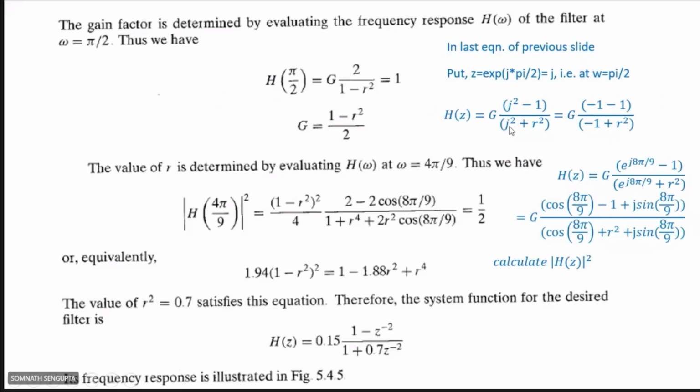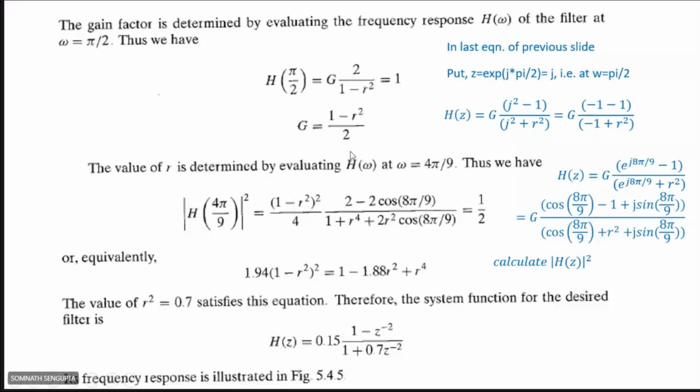The value of z at omega is equal to pi by 2 is j. So it is j square plus r square. So we get minus 2 j into minus 2 divided by minus 1 plus r square. So that's why it comes, j into 2 by 1 minus r square. That should be equal to 1. So we get g is equal to 1 minus r square divided by 2.